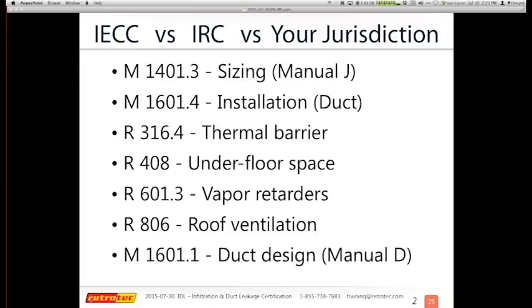Some things that people think are energy codes are actually part of the residential, just general code. You can see M is a mechanical part, the 1401, and the R's are part of the residential code in general. So they're not actually energy codes. Duct design and Manual J do not follow the IECC in terms of being listed there. They're actually in other places, but we think of some of these things as being in the energy code itself.